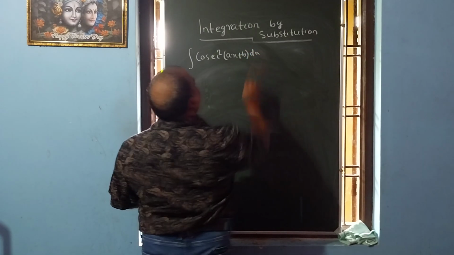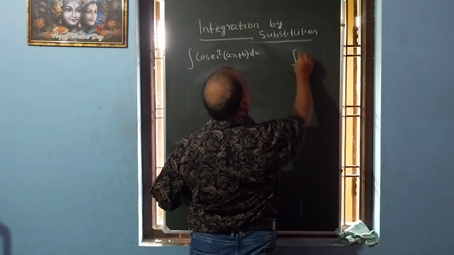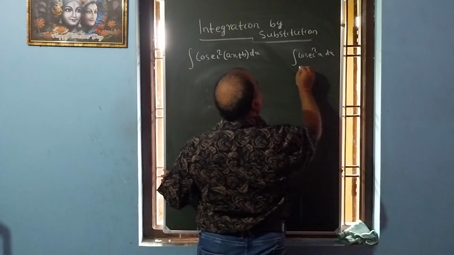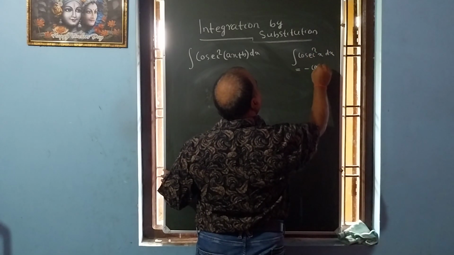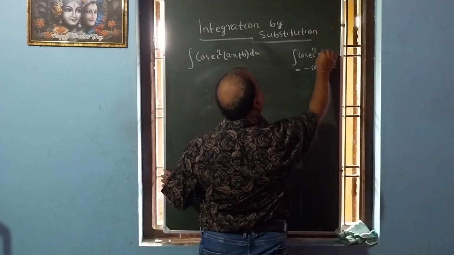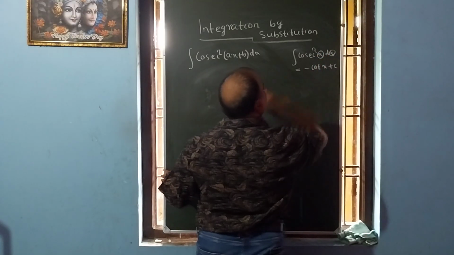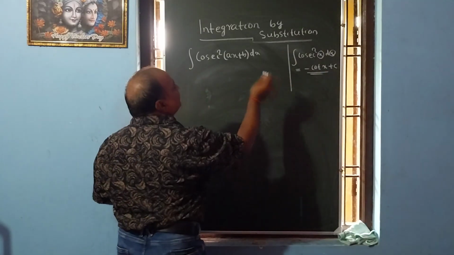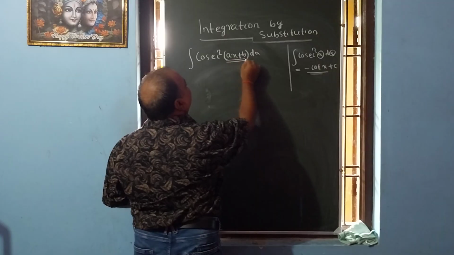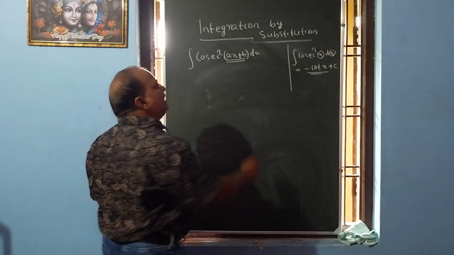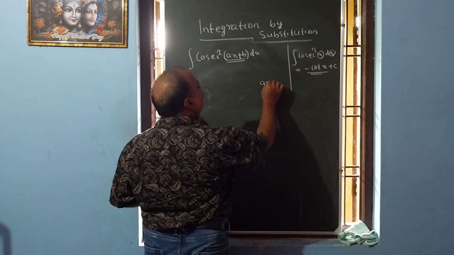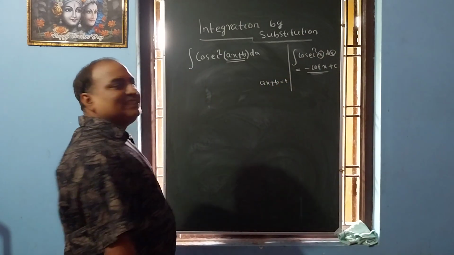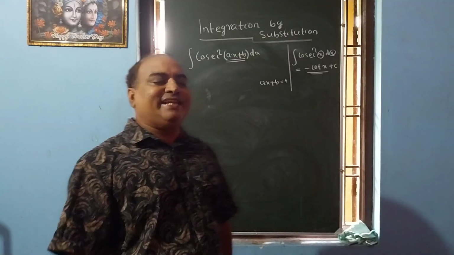into dx. So we know that the integration of cosec square x dx, the result is minus cot x plus c. Here it is x, and here it also is x. So the integration value is minus cot x. But today, in place of x, we get ax plus b. So we have to take ax plus b as t. Once you take that, you have to differentiate on both sides with respect to x.